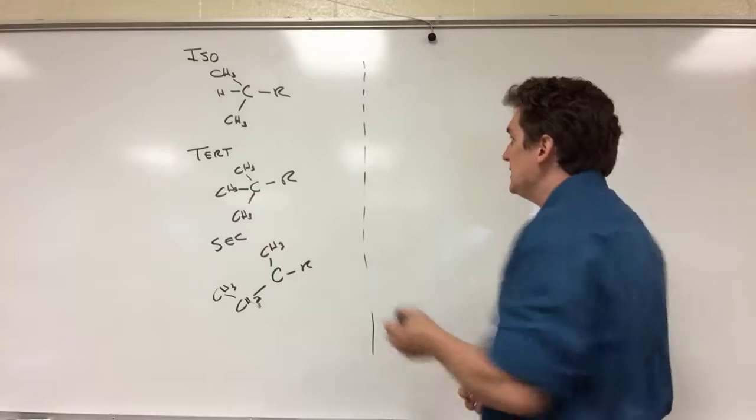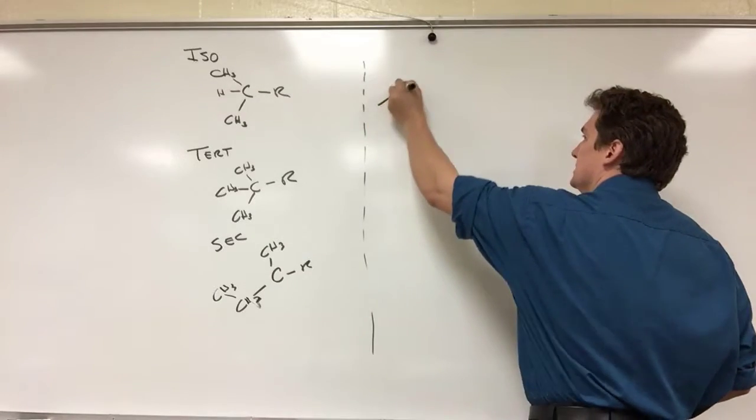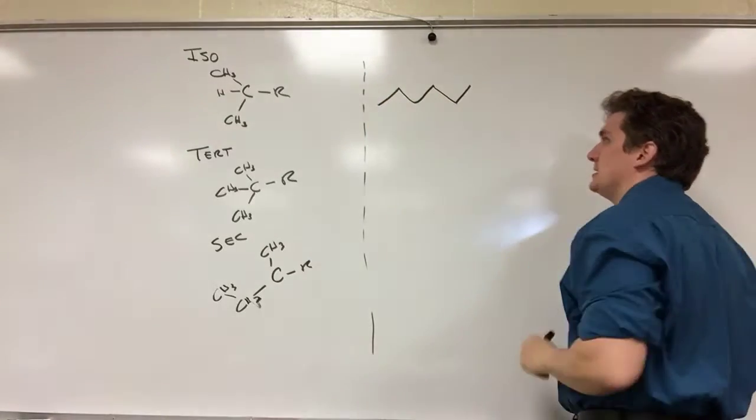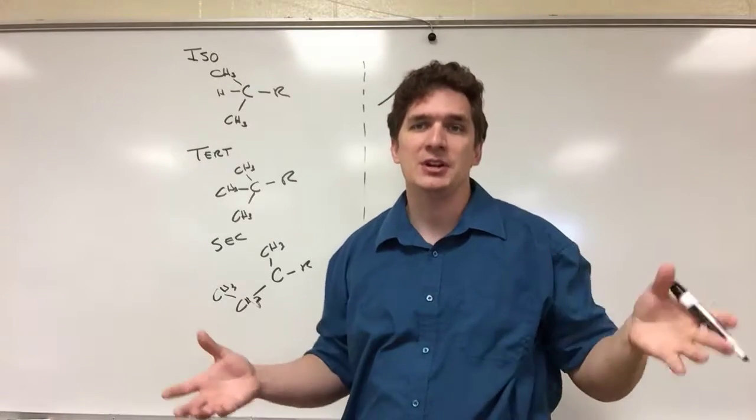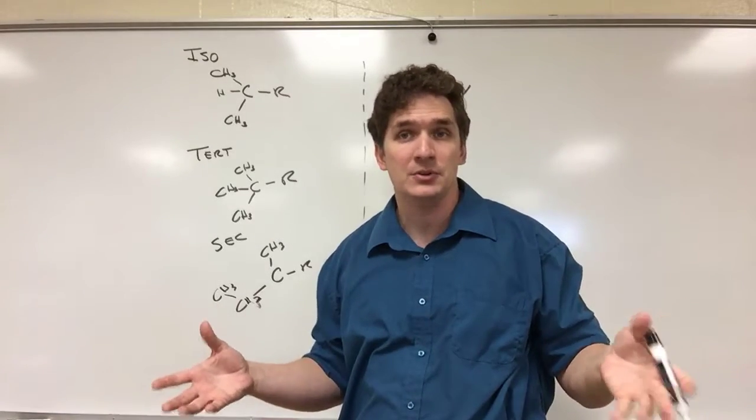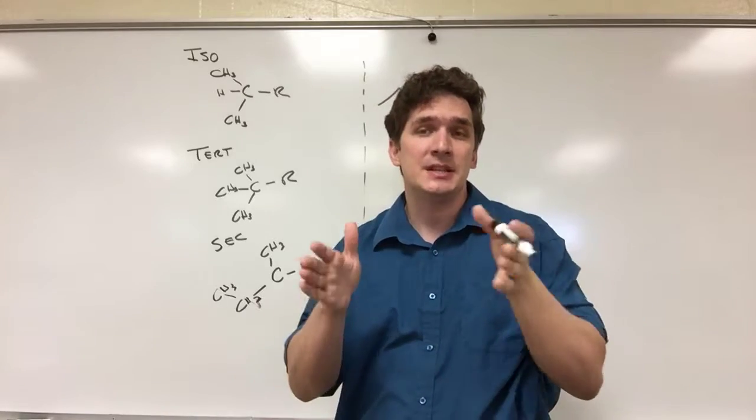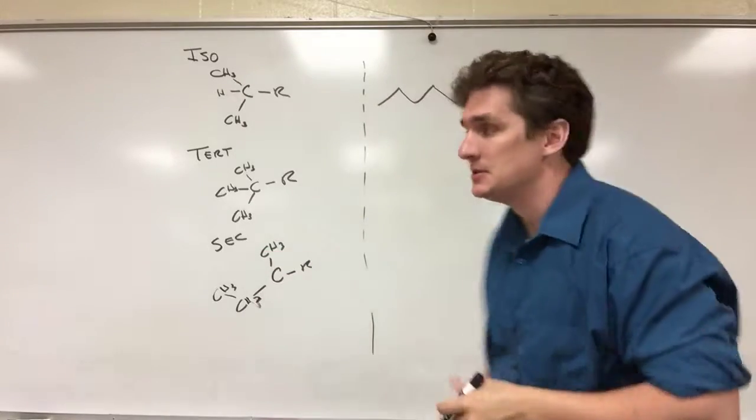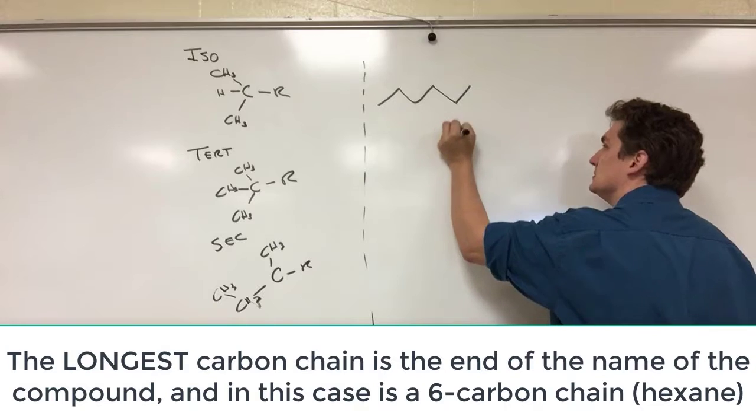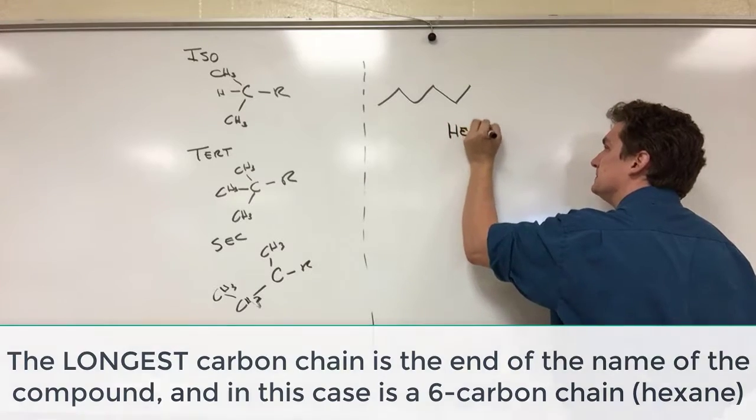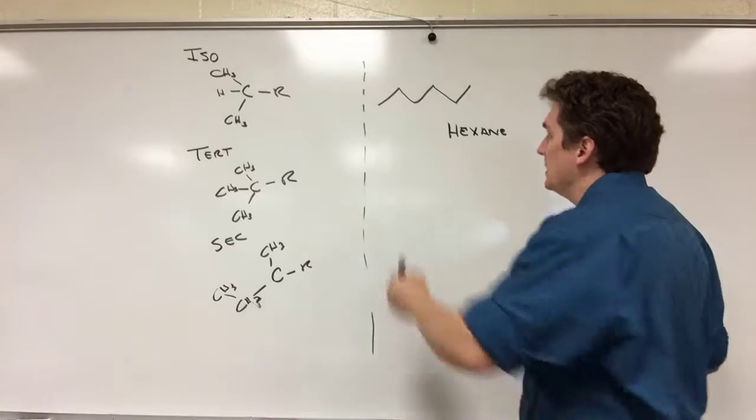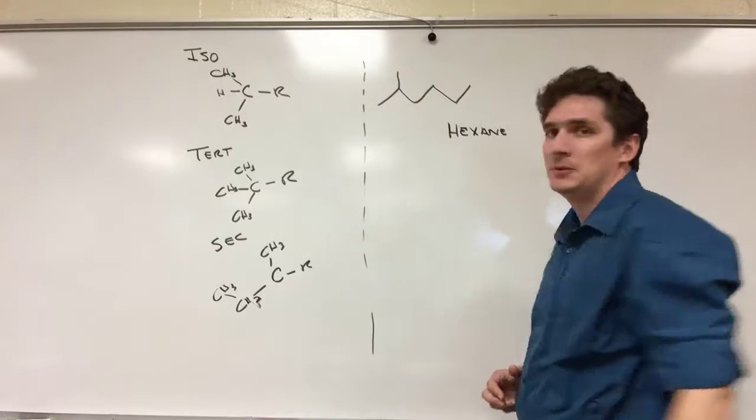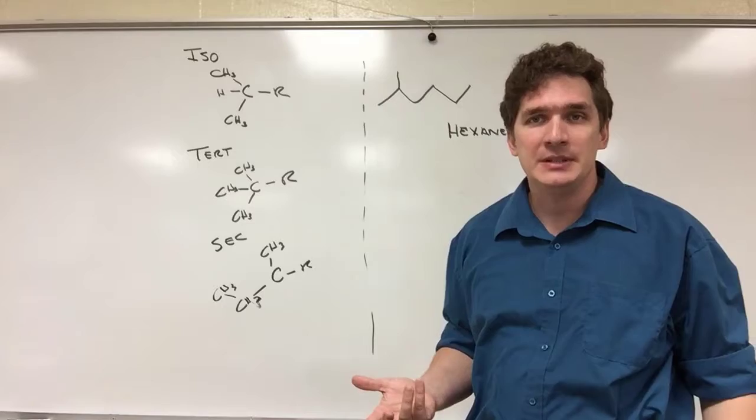So let's say you have a carbon chain. In this case, a hexane chain. If hexane is the longest carbon chain, so you see 6 carbons in a row when you look at the molecule, this is going to designate what the ending of that naming is. So in this case, hexane will end it. But now we want to put a branch on this. So let's say we put a branch right there. Well, how do we designate this?